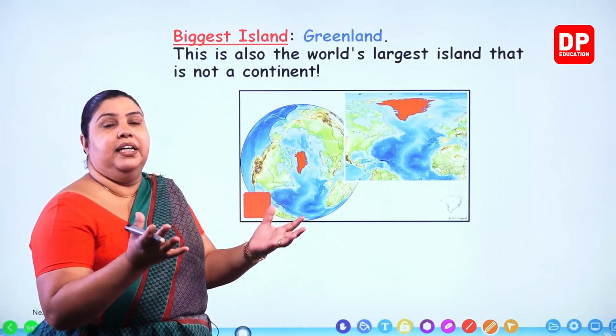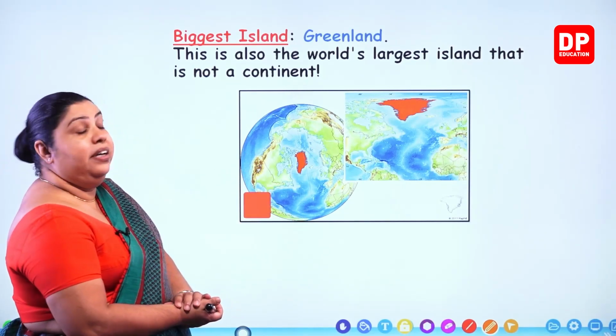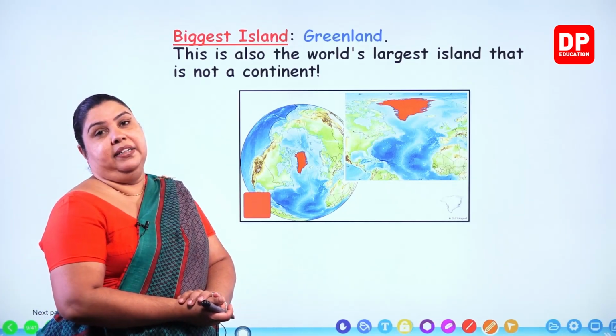The biggest island. What is the biggest island in the North American continent? Greenland is the biggest island.